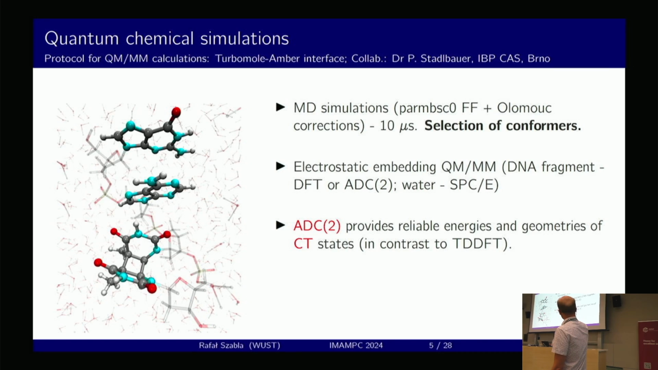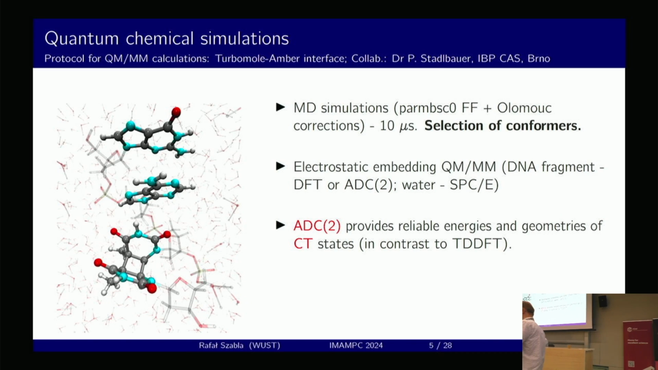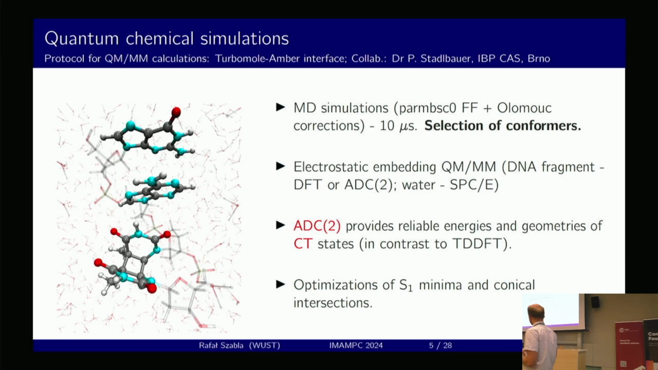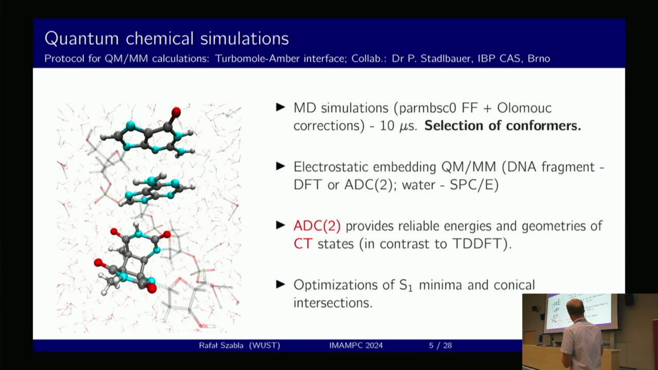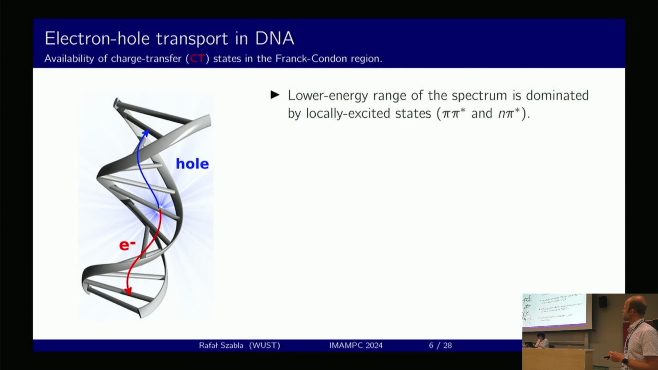The reason why we actually use ADC2 is basically it provides fairly good balance between the LE and CT states. Well, I know it a little bit underestimates the CT energy, but it's quite systematic in terms of ADC2. So we have it under control much more than in the case of time-dependent DFT. And actually, in this protocol in our interface, we can also optimize the excited state minima. We can optimize the geometries of state crossings. So that was what we were after.